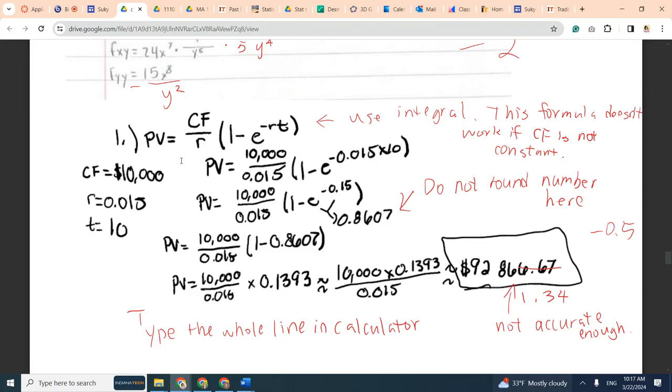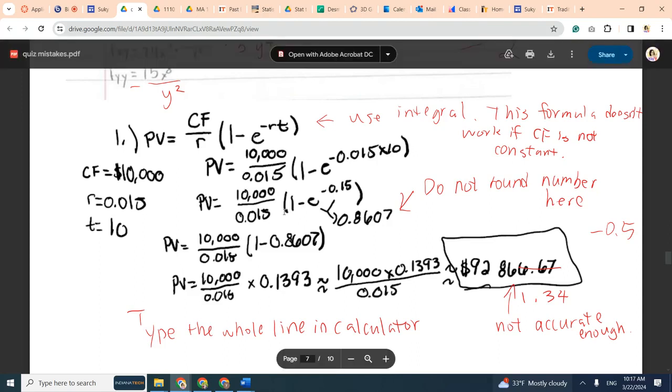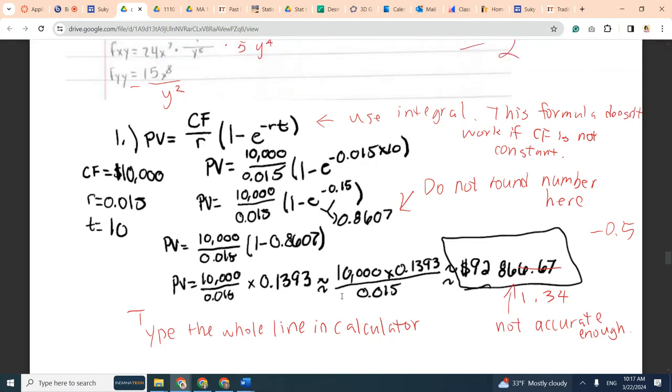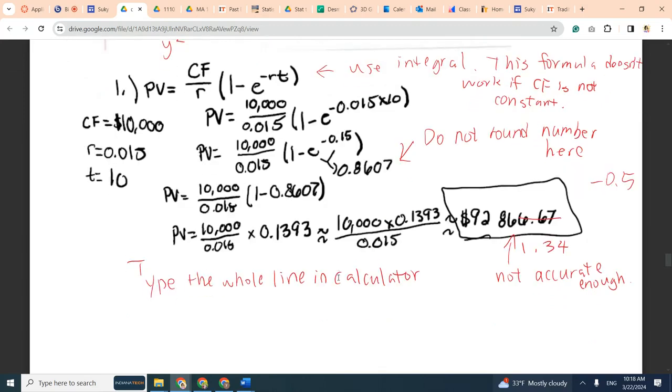Yes, use the integral. Okay, and do not round your number here, because then you see the final answer is not as accurate. So leave it as the exact answer until the last step. So you only plug in this in the last step. Okay, so type the whole line in your calculator at the last step. Then your answer is more accurate.